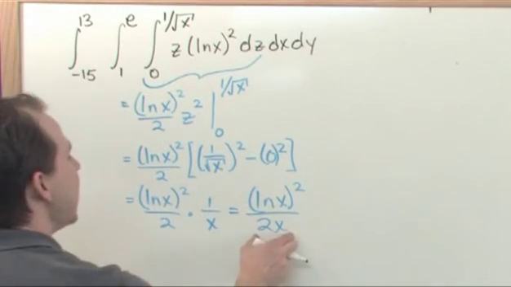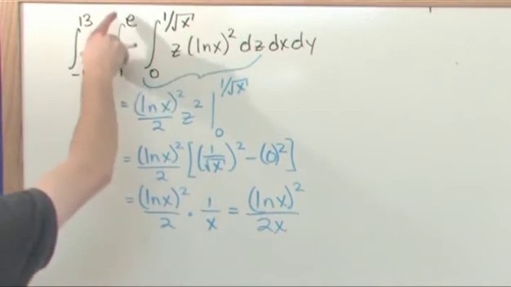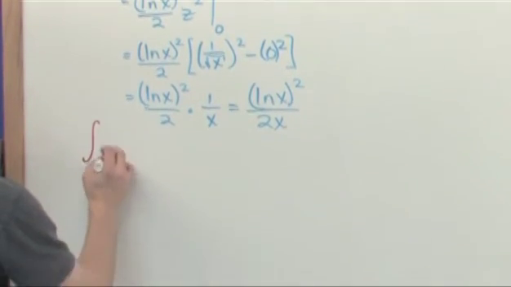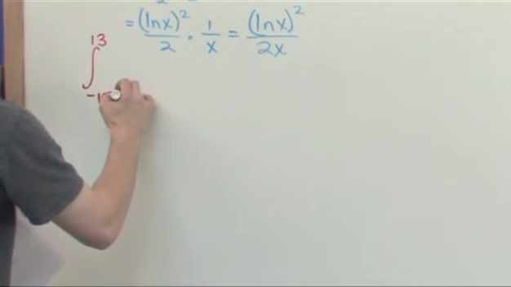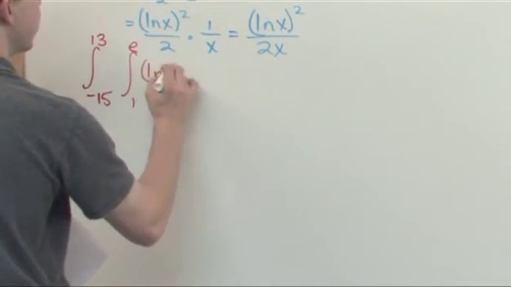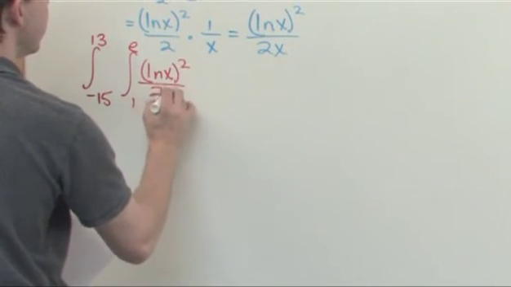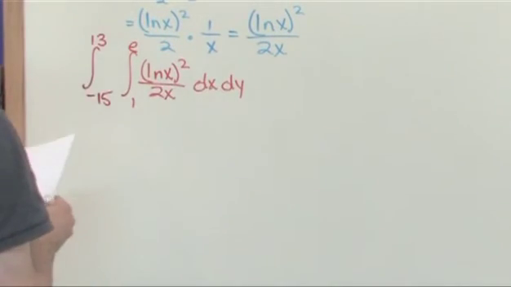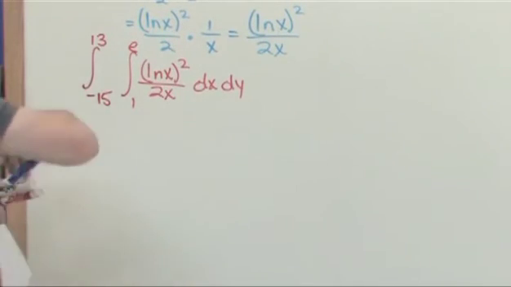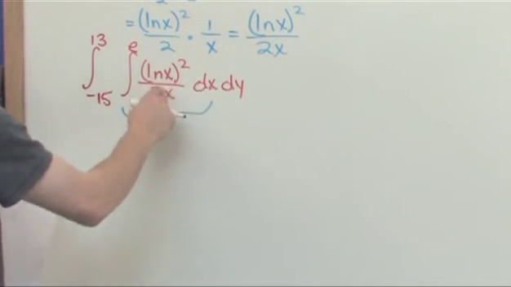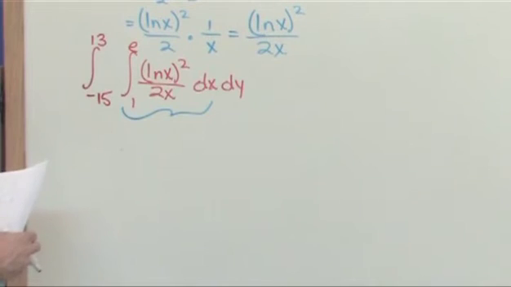Now I want to take this guy and integrate it over x next using these limits of integration here. So to facilitate that, let's go ahead and just rewrite the entire integral, -15 up to 13, integral from 1 to e, and what I'm integrating is natural log of x squared over 2x dx dy. Okay, so what I'm going to do next is work on this integration first, so I'm going to integrate along x. There's no y present anywhere, so that makes it really easy.